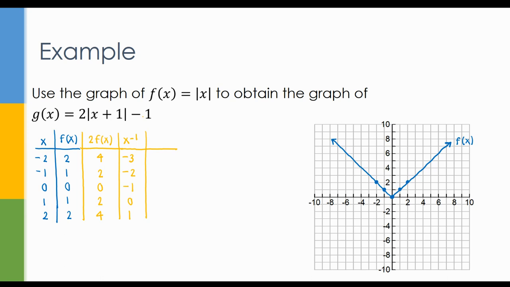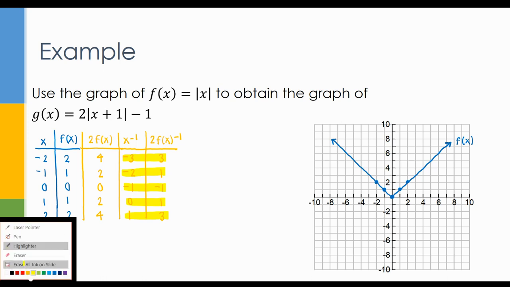And then finally, I have a negative 1 outside. So that means that my new column, which is this 2 times f of x, I am going to be subtracting 1 from them. So I'm taking 4 minus 1, so 3. 2 minus 1 is 1. 0 minus 1 is negative 1. 2 minus 1 is 1. 4 minus 1 is 3. So here are my ordered pairs: negative 3, 3; negative 2, 1; negative 1, negative 1; 0, 1; and 1, 3.